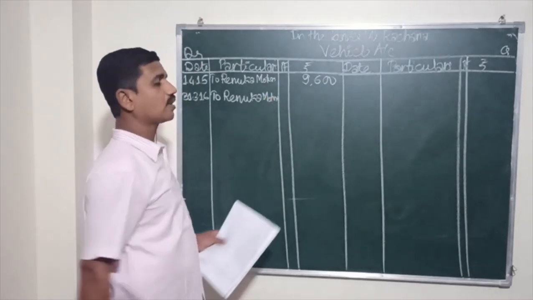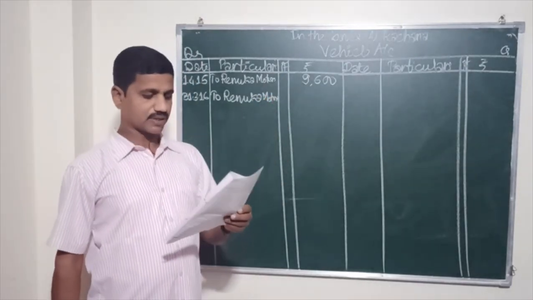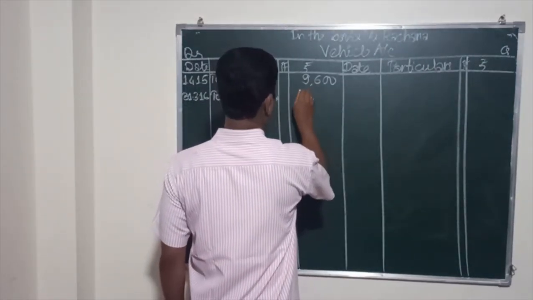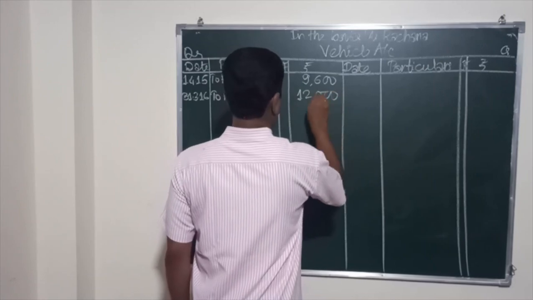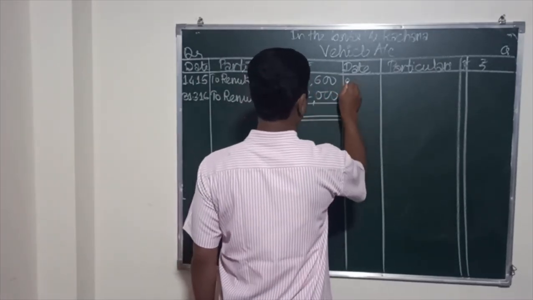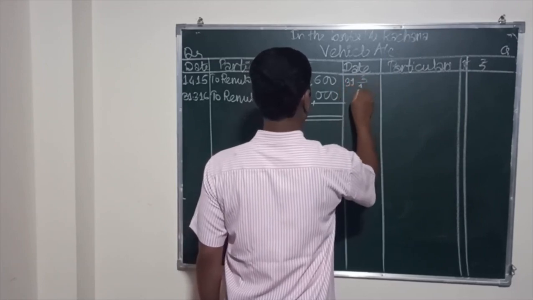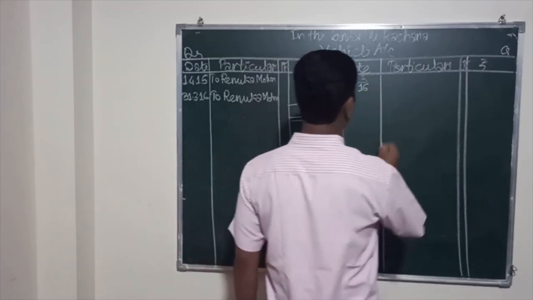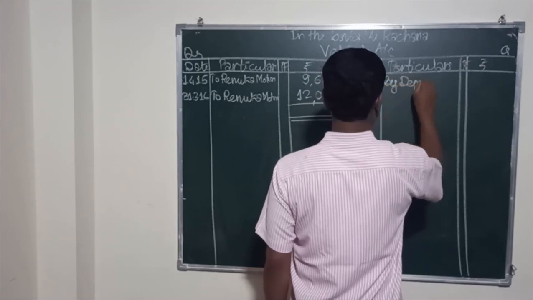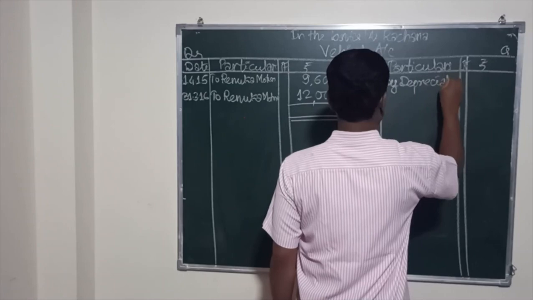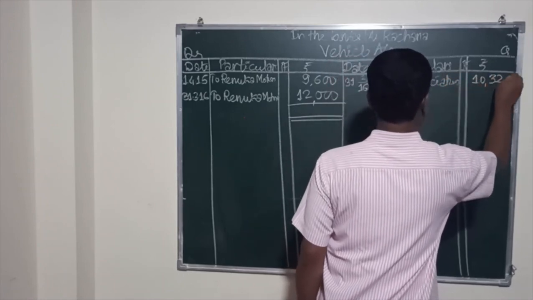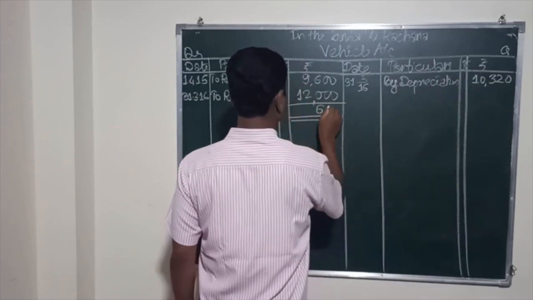So we should record now only the principal sum here. That is 12,000. So now let us take the total here. So on 31/3/16, when the depreciation is allowed, then enter depreciation account debit to vehicle account. So vehicle account is credited by depreciation. So that comes to 10,320. So now let's take the total here.